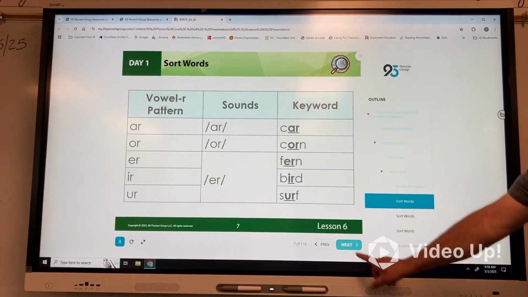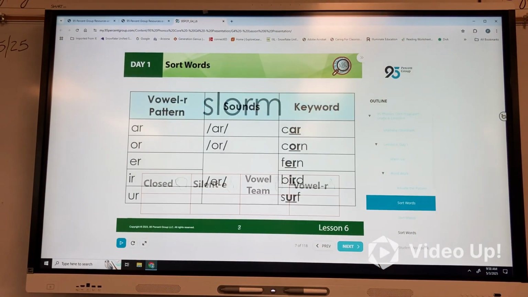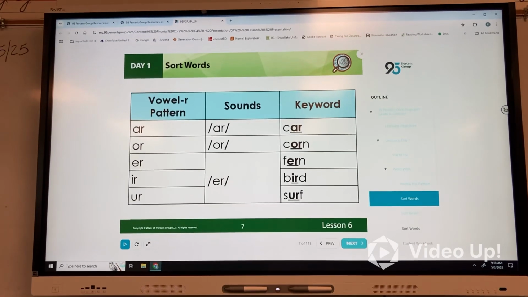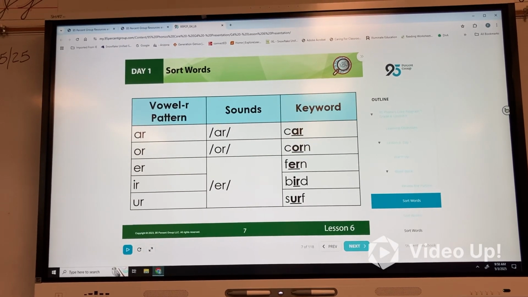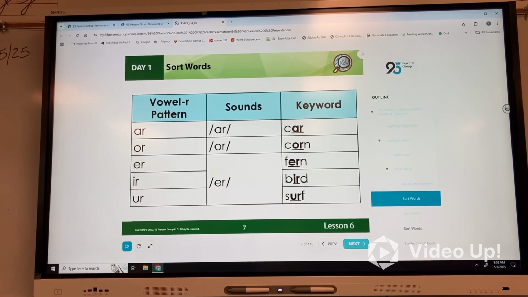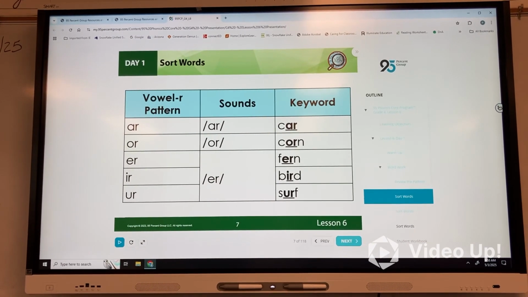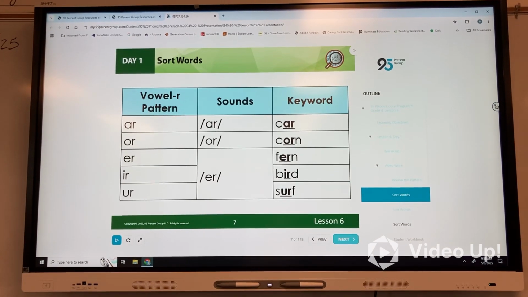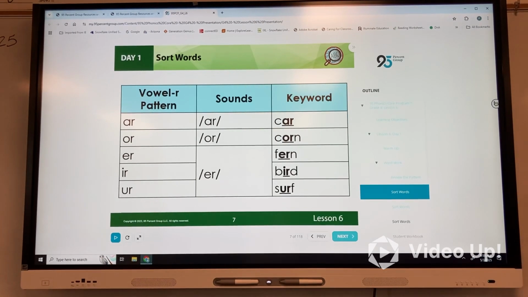And this would be the chart that I was talking about, where it's talking about the vowel R pattern. It's showing you your sounds, and then it also gives you a key word that illustrates that sound. And once again, we're trying to get the kids to go from a phoneme to a grapheme correspondence, and eventually to work into multisyllabic words.